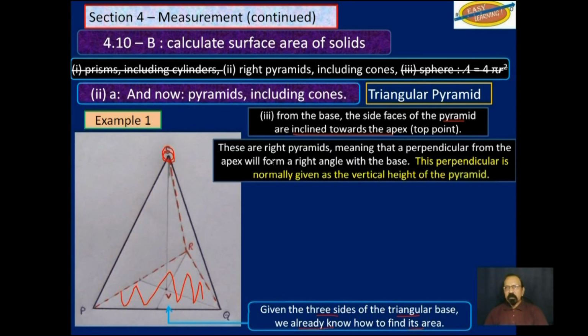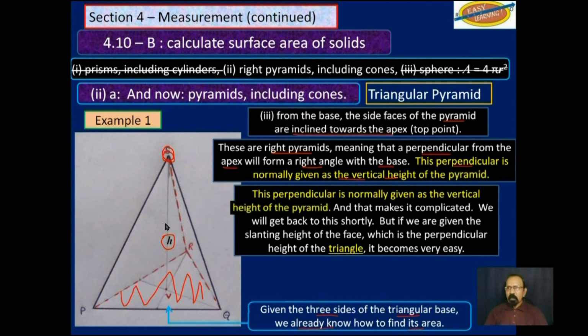Now, these are right pyramids, meaning that the perpendicular from the apex will form a right angle with the base. This perpendicular is normally given as the vertical height of the pyramid, this here. Now, this perpendicular height, as I said, is normally given as the vertical height of the pyramid.